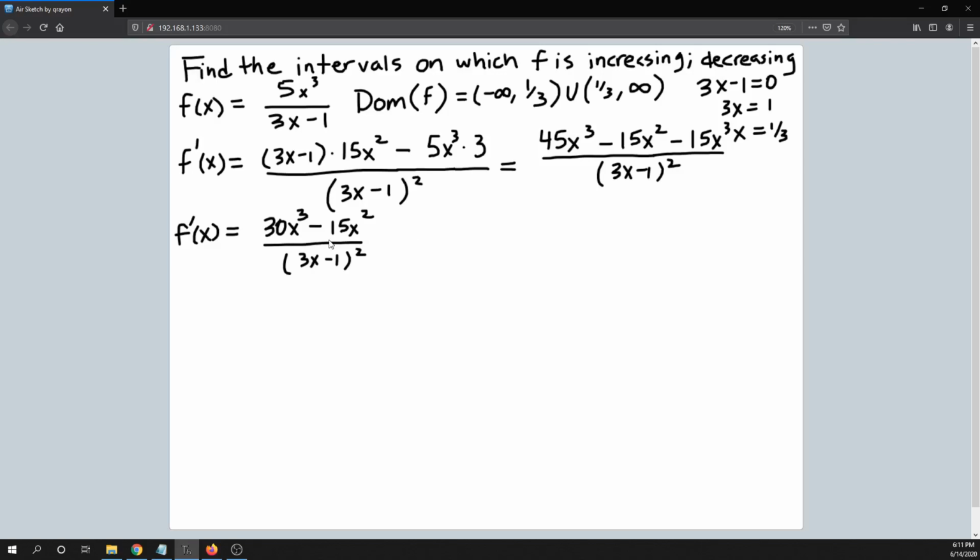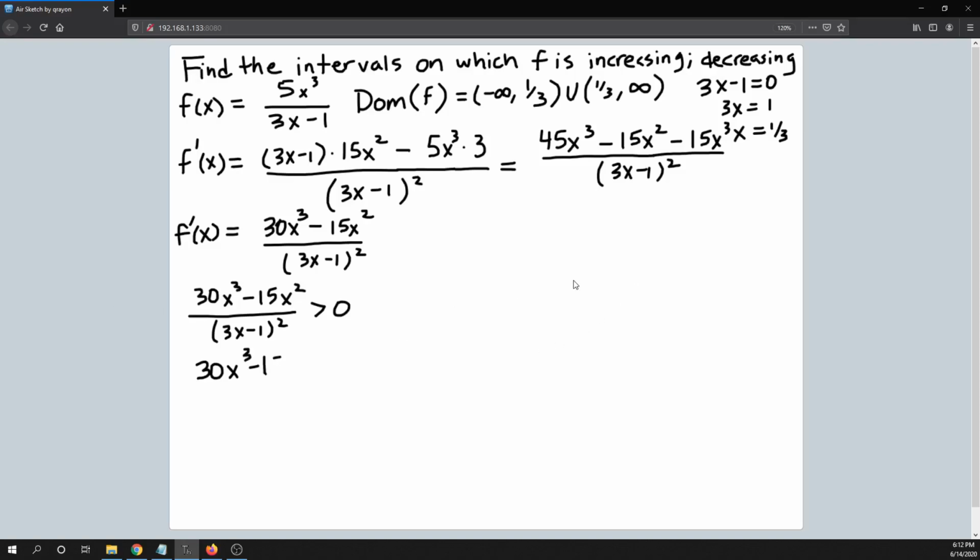The next thing we want to do is to solve the inequality 30x cubed minus 15x squared all over 3x minus 1 quantity squared greater than 0. Okay. In other words, we want to solve the derivative greater than 0, right? Is what we want to do to figure out where f is increasing, where f is decreasing. So that is a rational inequality. This is a rational function, right?